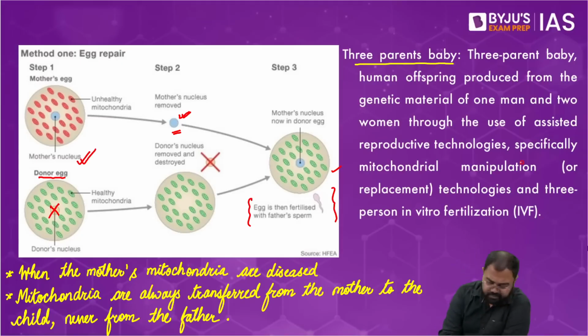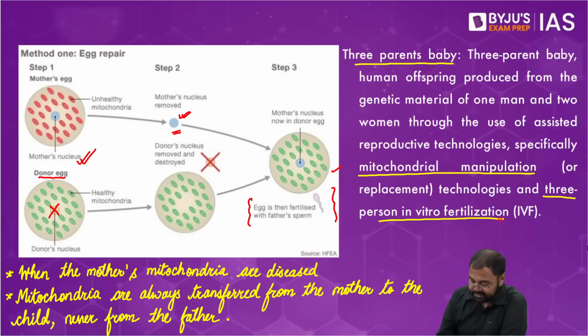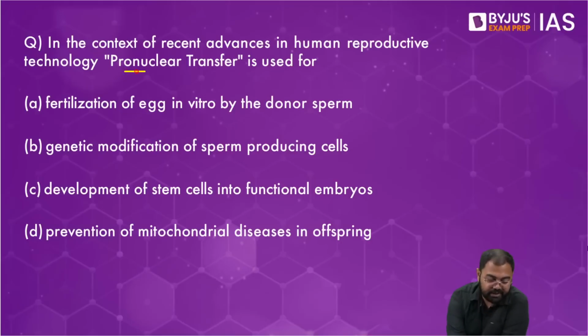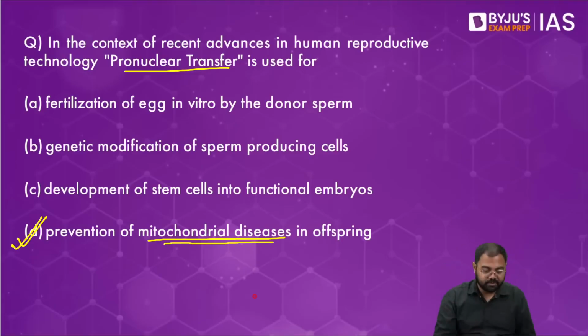Right, so there are different names that are given. For example, mitochondrial manipulation technology, or three-parent in vitro fertilization, or another name that is used is pronuclear transfer. So this was also a question that was asked in your paper, pronuclear transfer. I'm sure you know the answer to this question, but let me still give you the poll here just in case you have marked it from the mother.